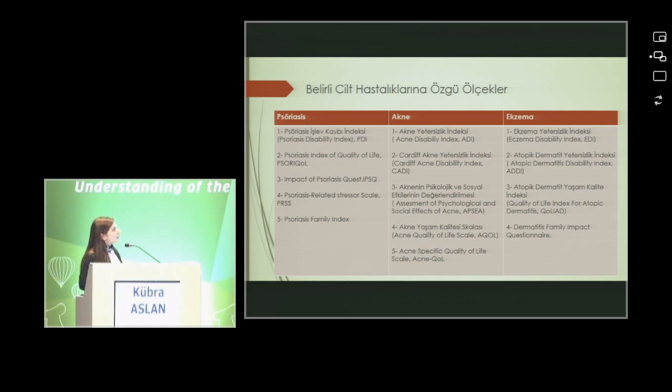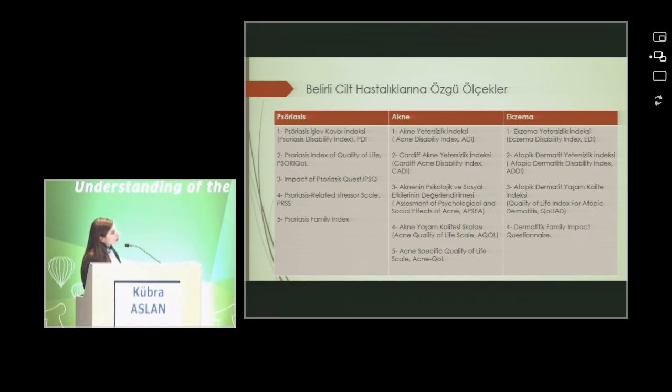Psychological and social effects of acne are also evaluated. It is used for acne and it enables us to psychologically evaluate the disease. Acne Specific Quality of Life has a Turkish version. Cardiff doesn't have.